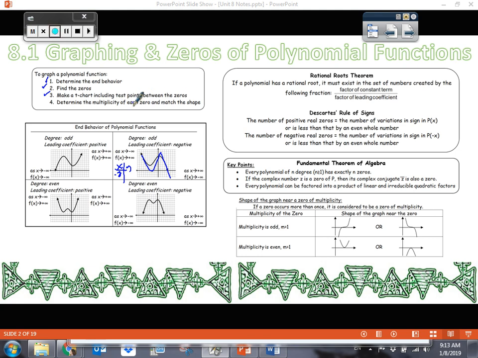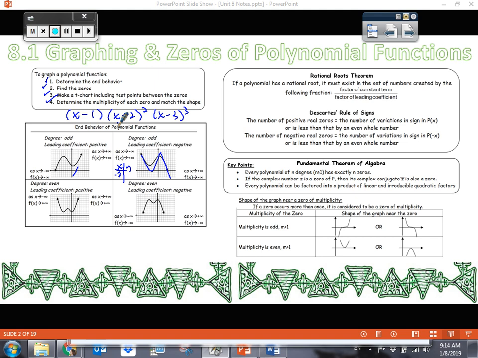And then the last step would be to determine the multiplicity of the zero and match the shape. Let's recall what that means. Let's say this is my polynomial, and I have it factored. This means I have a root at 1, and then I have 2 roots at -2, and I have 3 roots at 3, right? If I have a multiplicity of 1, I have 1 root, then it's like a line. It kind of cuts through. At 1, it would just cut through 1. If I have a multiplicity of 2 at -2, that means it's a bounce.